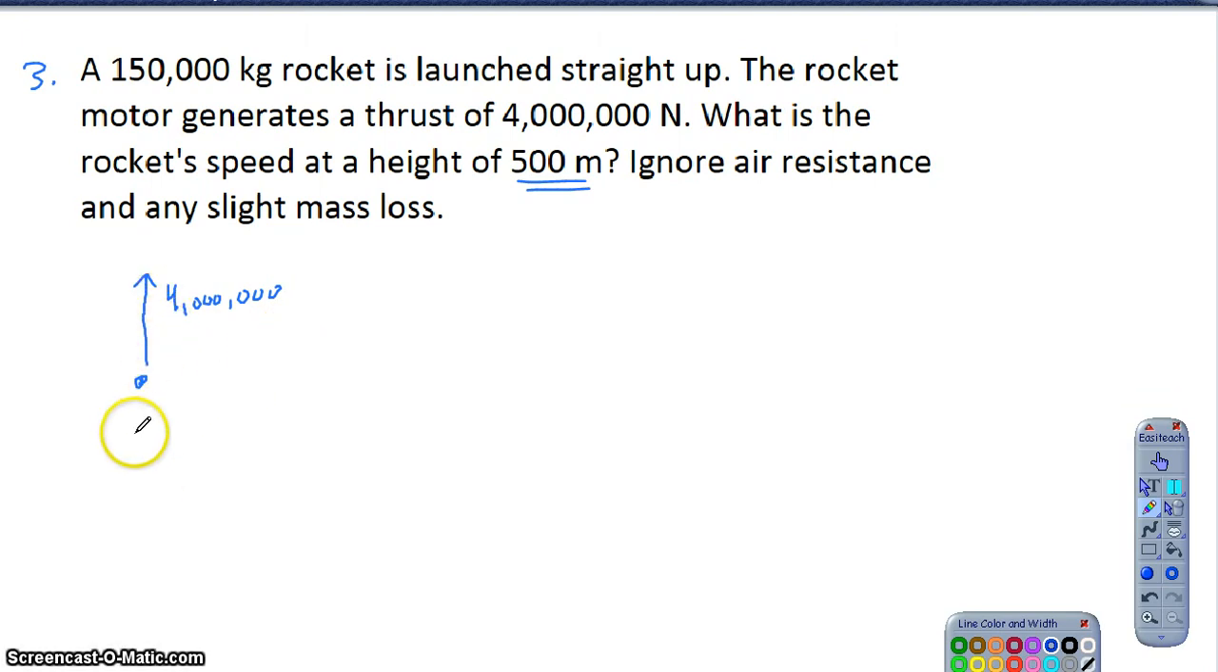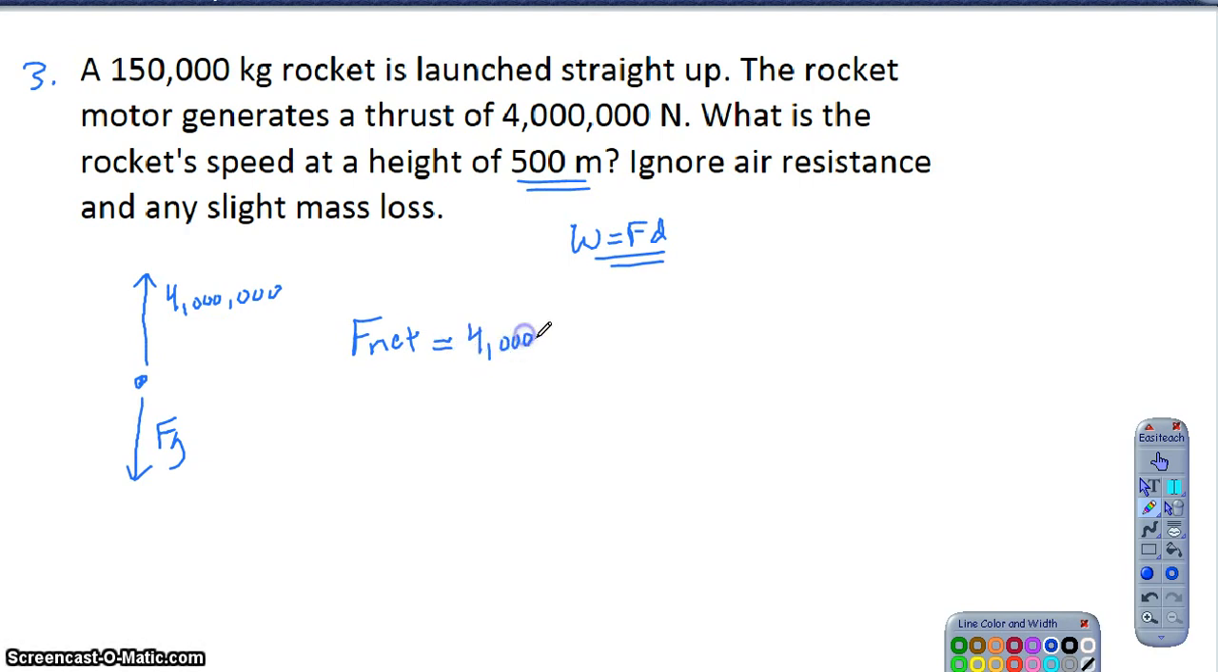What does it still have working against it? Well, it still has the force of gravity pulling down. So if I'm going to use the relationship of work equals force times distance, which I will do here in just a moment, I need to make sure that I'm finding the net force acting on that object. Otherwise, I'd have to find the work done by the thrust and the work done by gravity and find the difference between the two. Instead, I'm just going to find the net force and then multiply it by the distance.